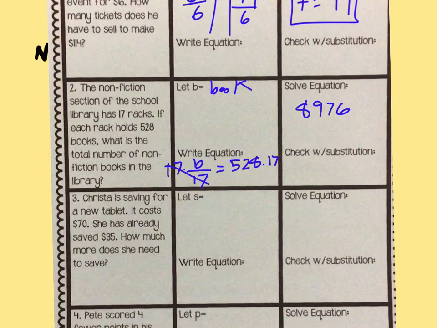8,976. Now, if I take that number and plug it back in for B and do 8,976 divided by 17, I should get 528. And I do. So there is my answer. So 8,976 is the total number of books in the library.